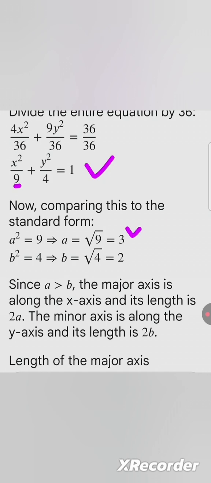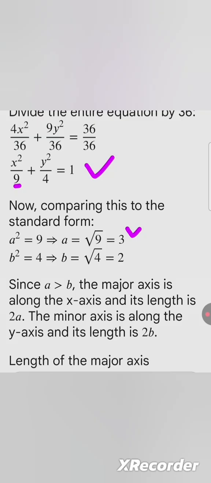You might ask why a is not taken as plus minus square root of 9. As I said before, a and b represent lengths, so we are taking only the positive values for a and b. So a is equal to root 9, that is equal to 3.